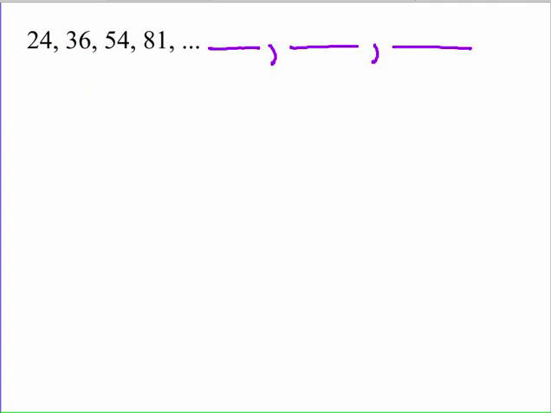Geometric, this one maybe isn't as obvious as the other ones were, because the other ones were a whole number, like 2, 3, 4. In order to figure out if this is geometric, this is what I want you to do. Take 36 divided by 24. What do you get? 1.5. I want you to do the same thing with the 54 and the 36.